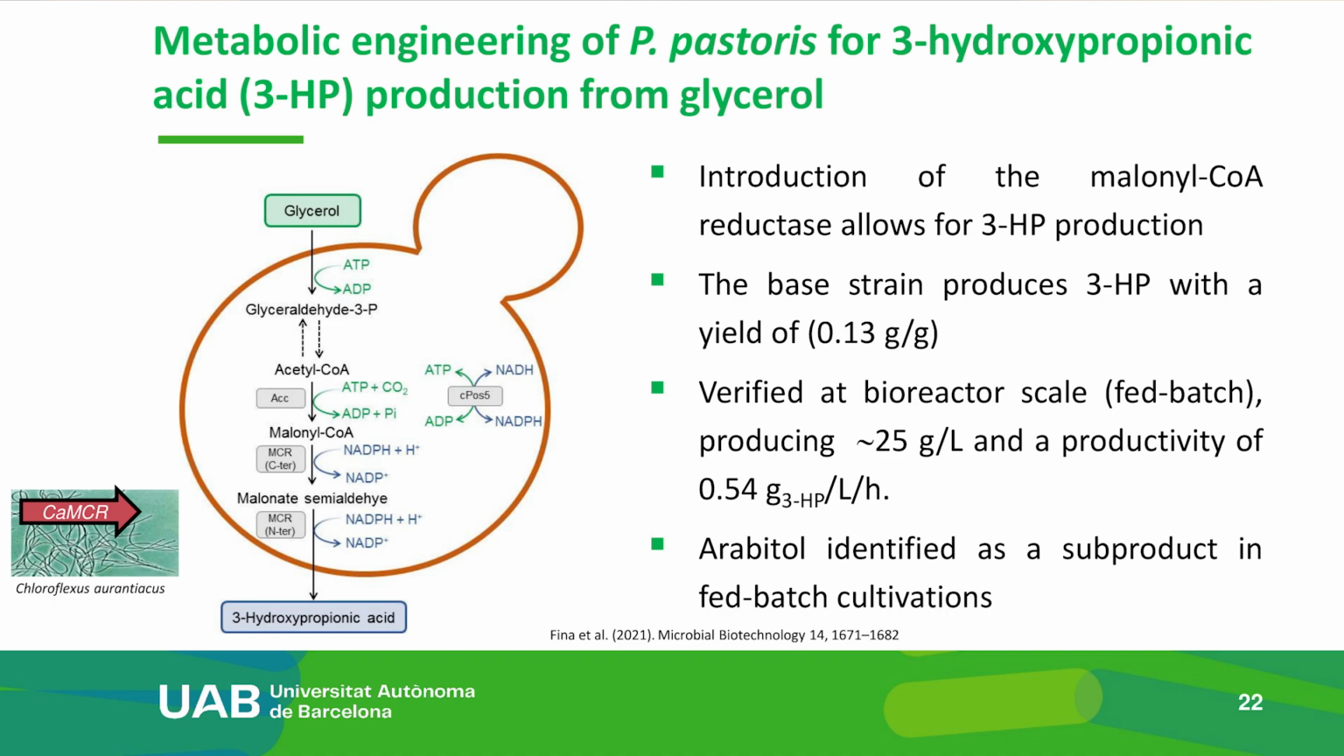So we started with the idea of producing 3HP from glycerol, and this can be done relatively easily by just overexpressing the malonyl-CoA reductase. So with one enzyme, you can get 3HP from malonyl-CoA. It's very demanding in terms of NADPH, so that's why from the start we also thought of introducing POS5.